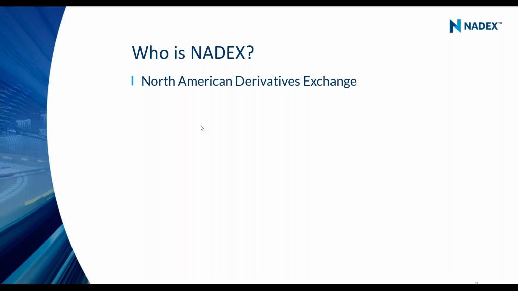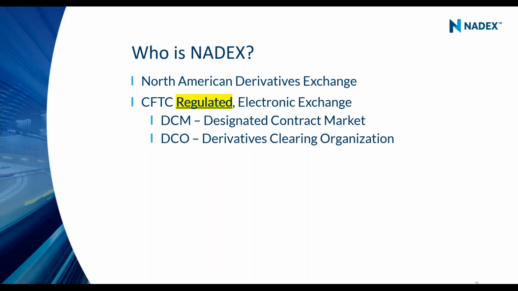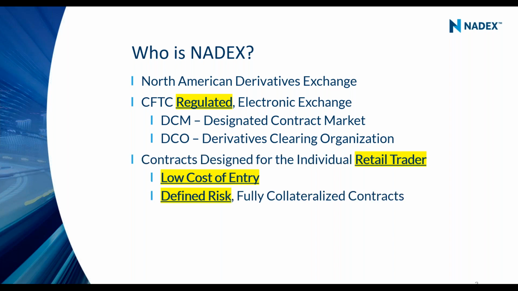Number one, Nadex is an acronym. It stands for North American Derivatives Exchange. And this is the important part: we are a CFTC regulated electronic exchange in the United States. We are properly regulated. We are a proper exchange. The Commodity Futures Trading Commission, we report into that regulator just like the Intercontinental Exchange, who own the New York Stock Exchange. They report into the CFTC. The Chicago Mercantile Exchange, the CME, reports into the CFTC, as does the Chicago Board of Trade, which the CME bought. We are a properly regulated electronic marketplace, and we offer contracts designed for retail traders.